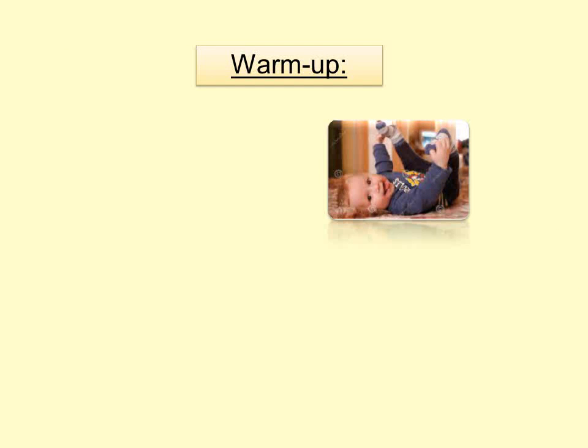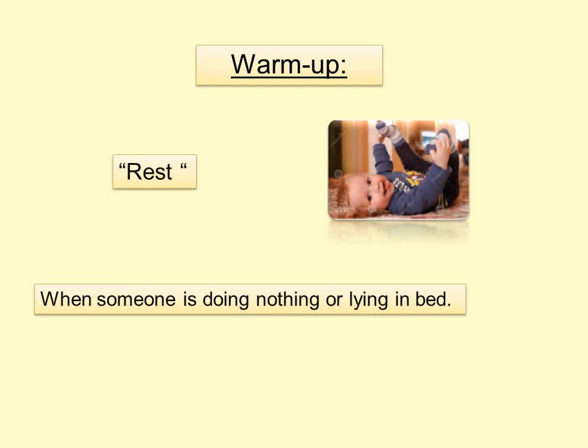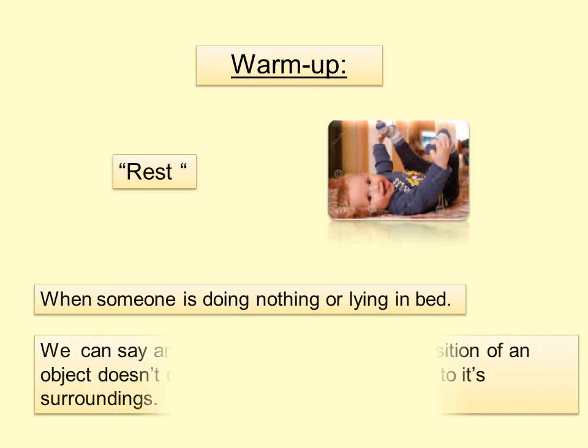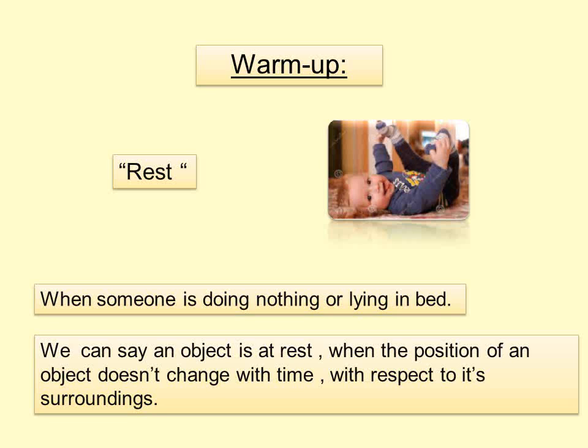Let's start with this picture. It's a picture of a baby lying on the ground. Okay, it means it is in a rest position. When someone is doing nothing or lying in bed, we can say the object is at rest. When the position of an object doesn't change with time with respect to its surroundings, this means this object is at rest.